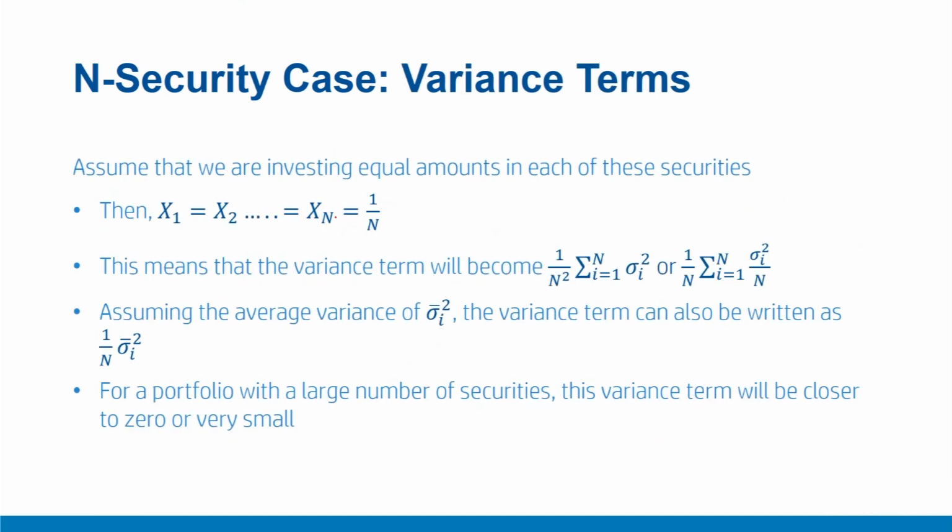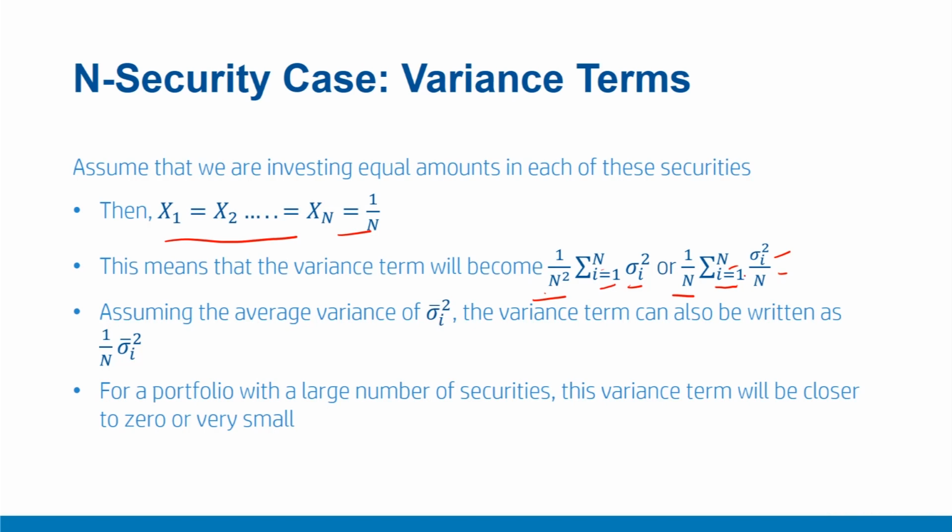Let us examine this formula further. Assume that we are investing equal amounts in each of these securities, and in that case x1 equal to x2 equal to xn equal to 1 upon n. This means that the variance terms will become 1 upon n squared summation i equal to 1 to n sigma i square, or we can take 1 upon n outside to make it 1 upon n times summation i equal to 1 to n sigma i square upon n.